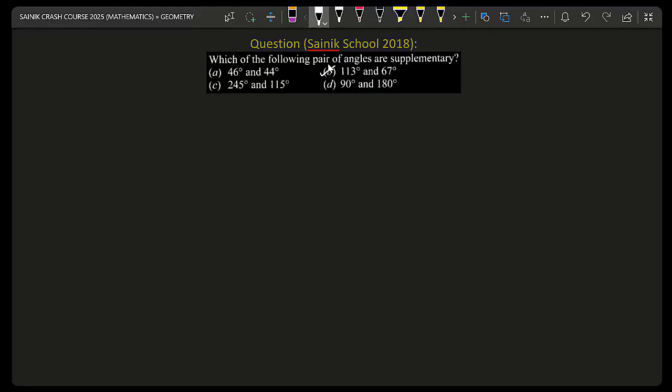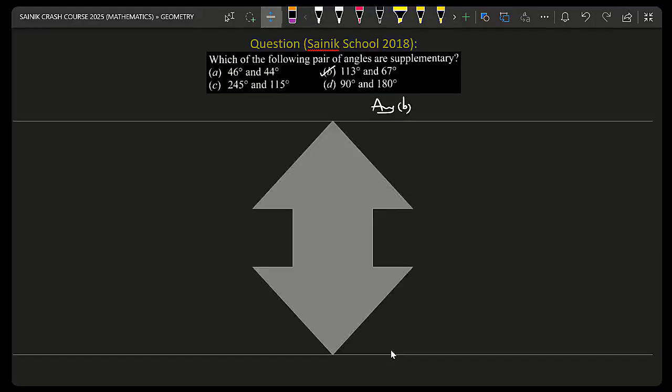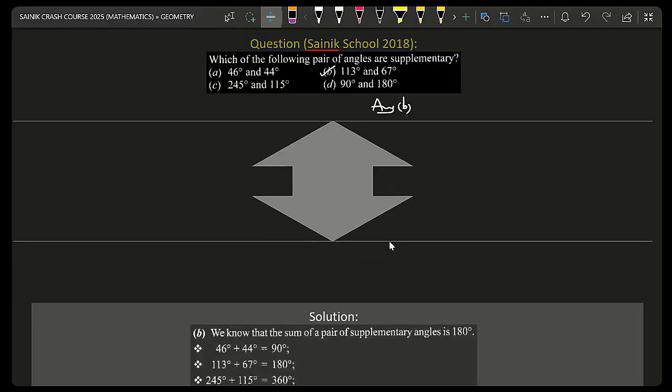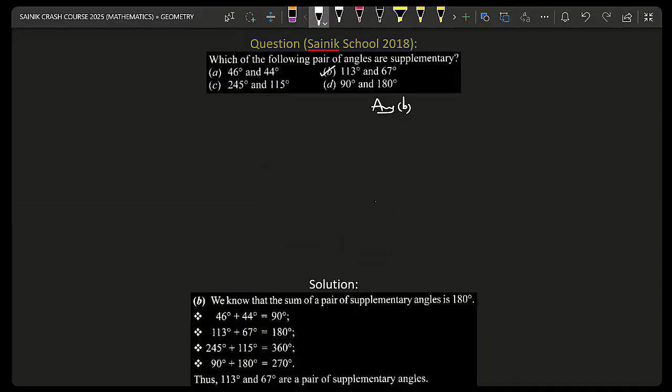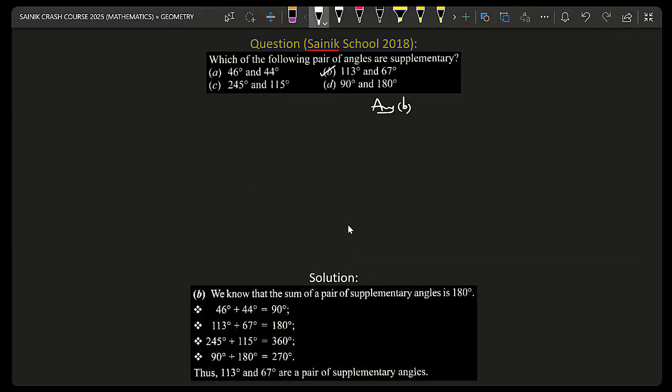Now option D, sum is 270. Definitely they are not the correct answer. So which option is correct? Bhuvana? Sir, option B. Yes, Bhuvana, you can mute. Option B is correct. So you can see the sum of all the pairs given. Only one pair is having the sum 180. So option B is correct.